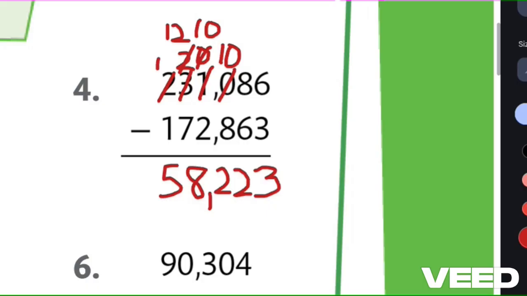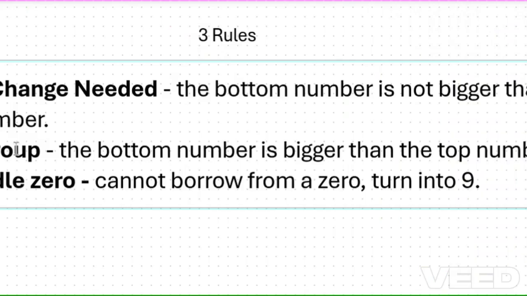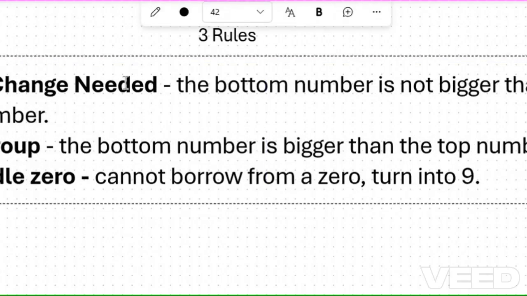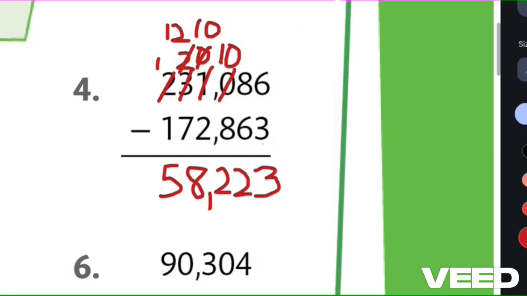Remember, our 3 rules are no change needed, regroup, and middle zero. Again, you say no change needed when the bottom number is not bigger than the top number. When the bottom number is not bigger than the top number, there is no change needed, and you say subtract. For example here, 6 minus 3, the bottom number 3 is not bigger than the top number 6, so there is no change needed. There is no crossing out or borrowing or regrouping needed to be done. Again, for this 8 minus 6, the 6 was not bigger than the 8, so there is no change needed.